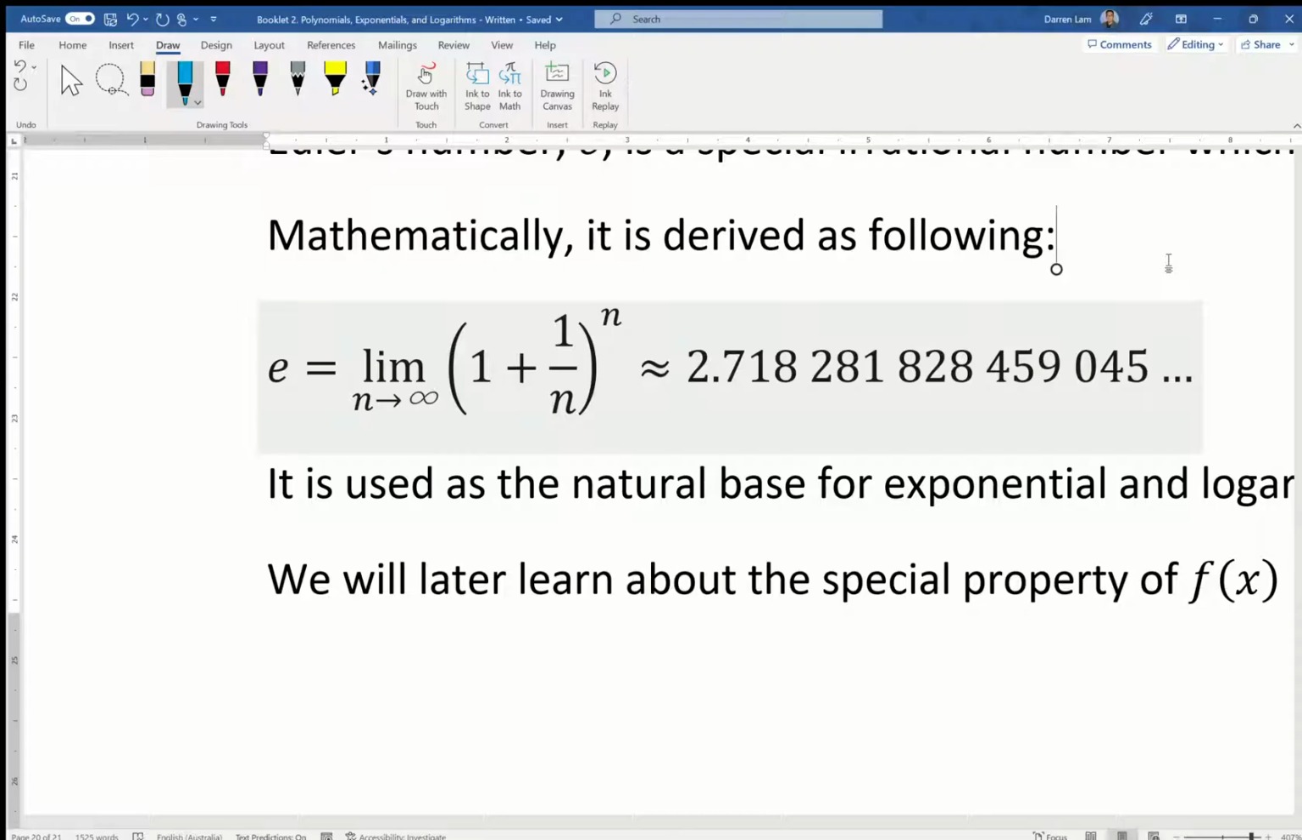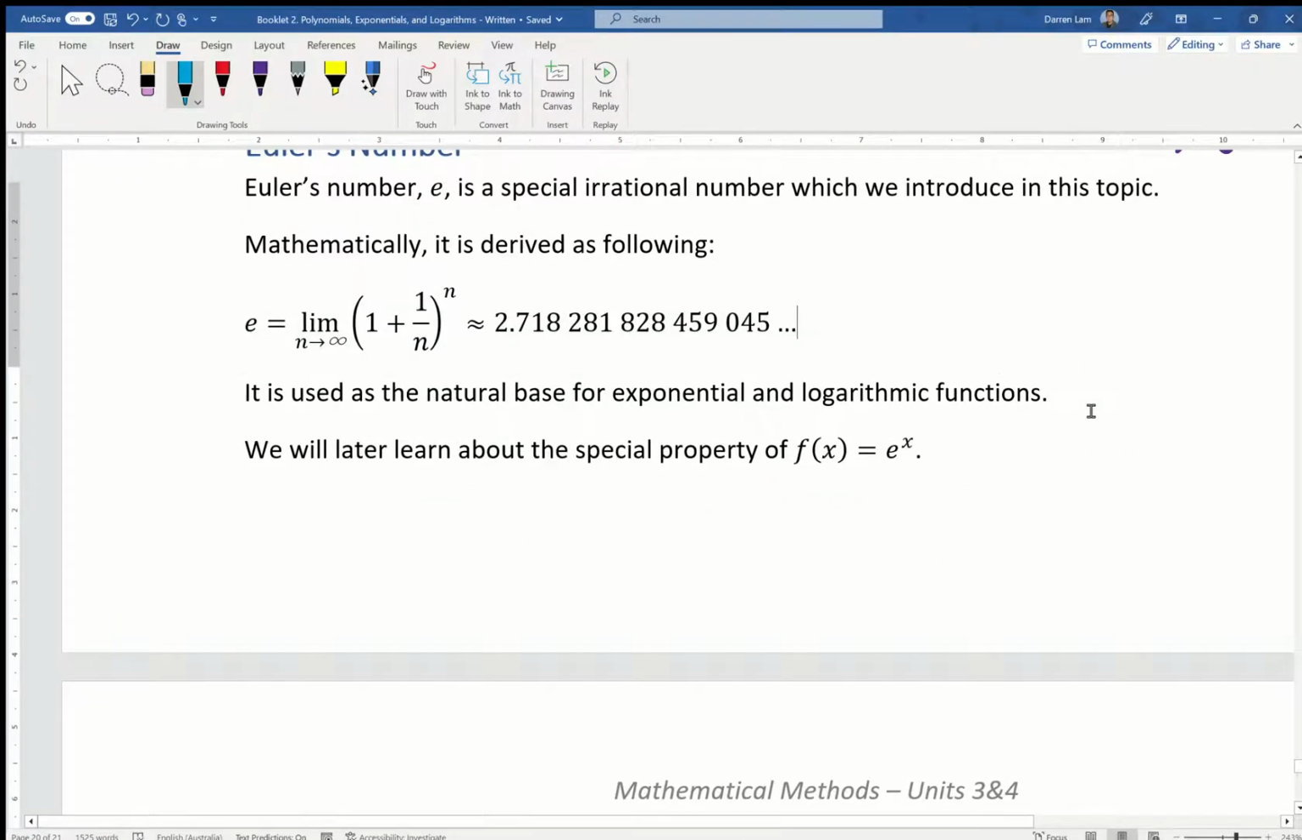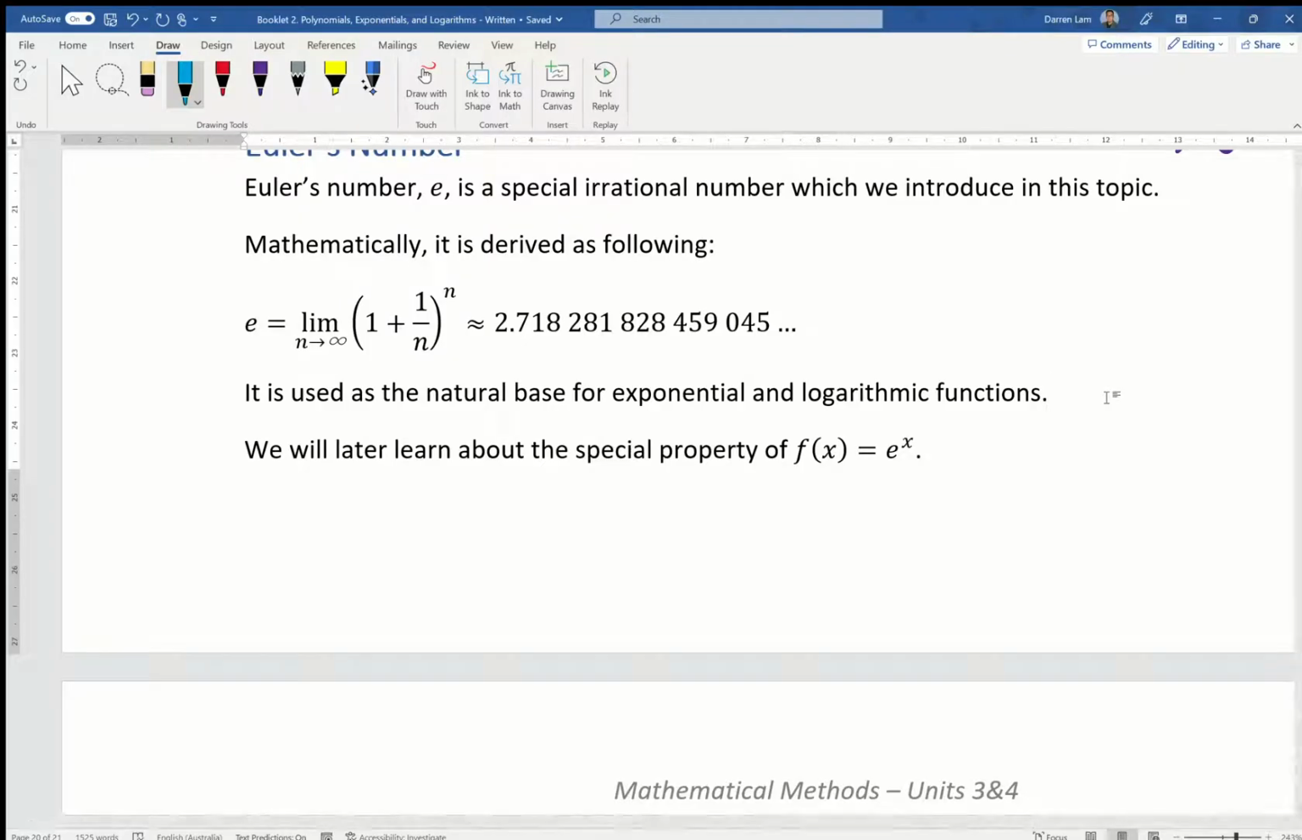Anytime you're using e in exam 1, you keep it as e. Anytime you do it in exam 2, you've obviously got a calculator. So you'll never need to find the exact value, or rather the rounded value. We use e as the natural base for exponential and logarithmic functions. We'll talk a little bit later about why it's so special, but for now, just accept that it is, and let's move on.